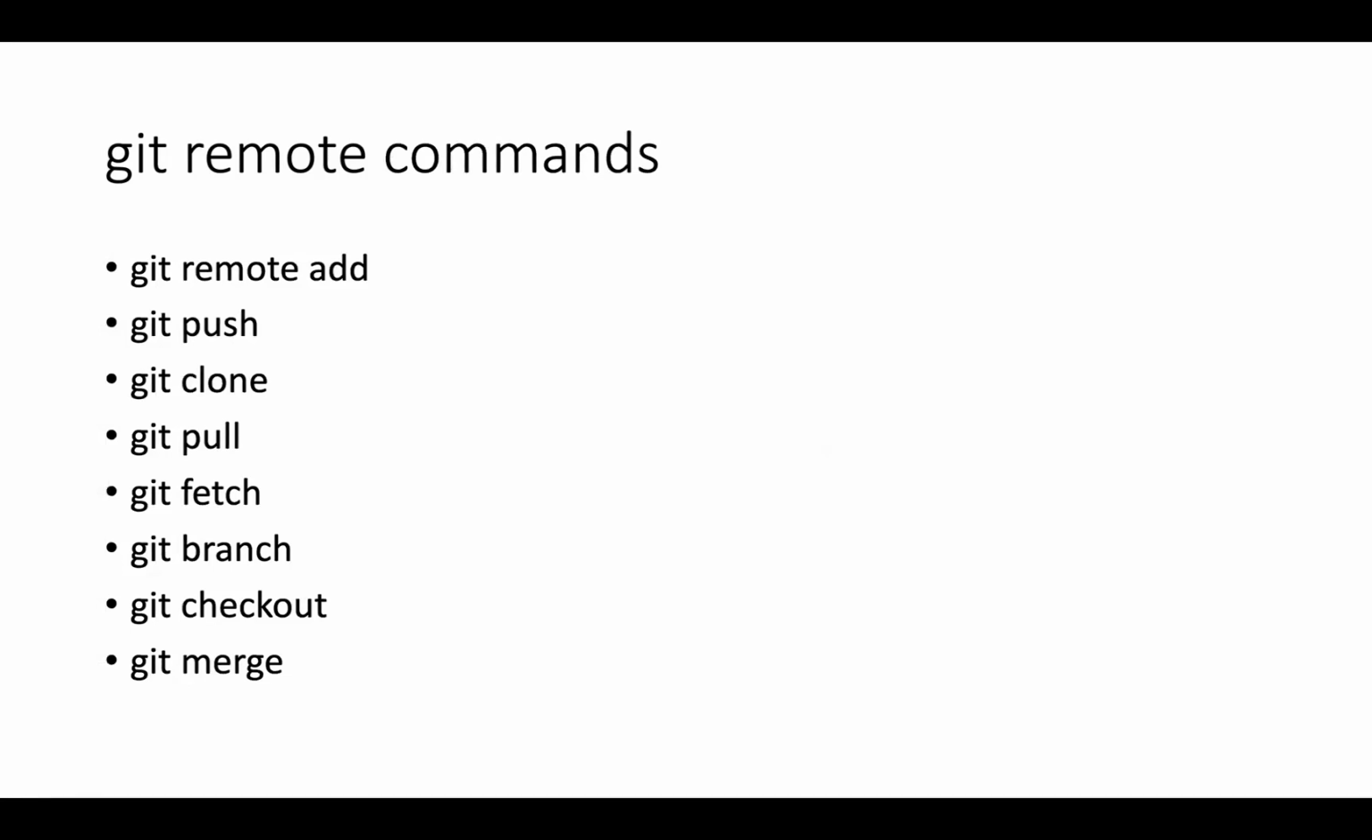Clone is to clone a remote repository to your local machine. Pull is to pull the changes from remote to the local machine. Fetch is to just fetch the changes but not merge them, and then later use a merge command to merge them into the local repository. Git branch is to create a new branch from your current branch. And git checkout is to check out your branch into a working directory.